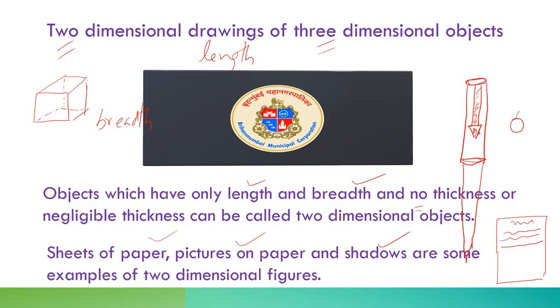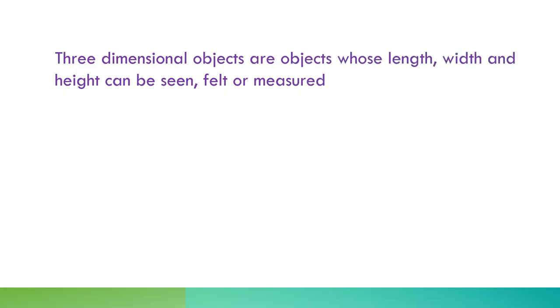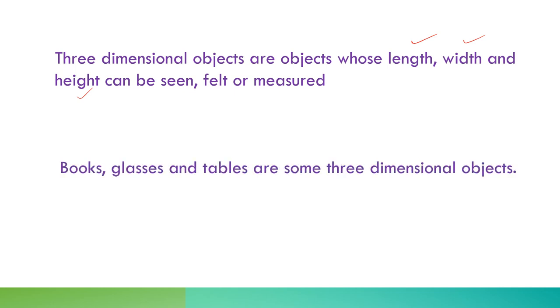Actually, the picture what is shown here, a black paper and on that BMC logo, it is actually not like that. It is actually a three-dimensional figure, but actually I showed only one side of it. When it comes to three-dimensional, as I told, length, width and height all will come into action. Books, glass, table are some three-dimensional objects. Books. If I show you books, you will understand. I made a drawing of books, three-dimensional. I kept the book in such a way that you feel that it is three-dimensional.